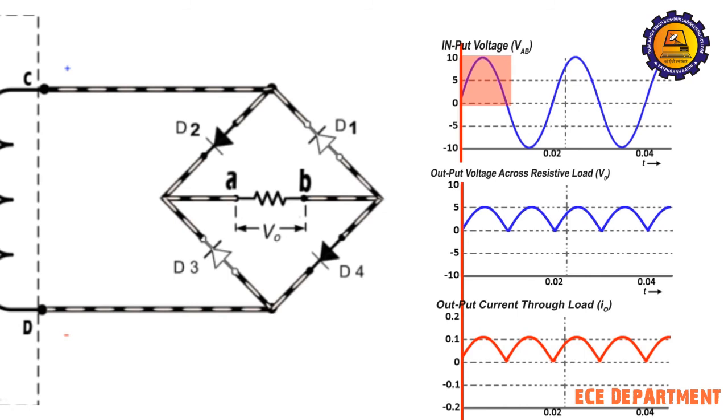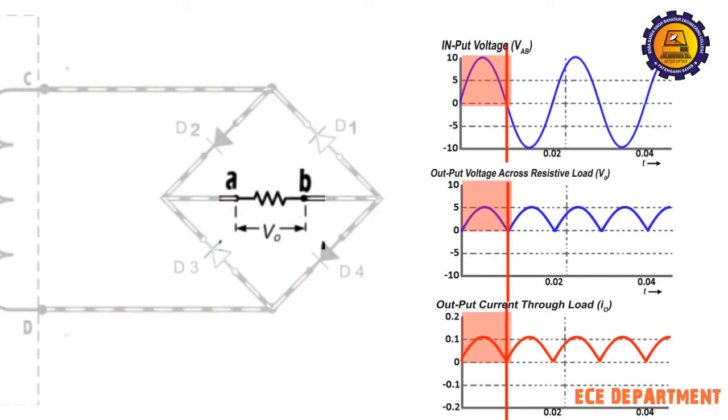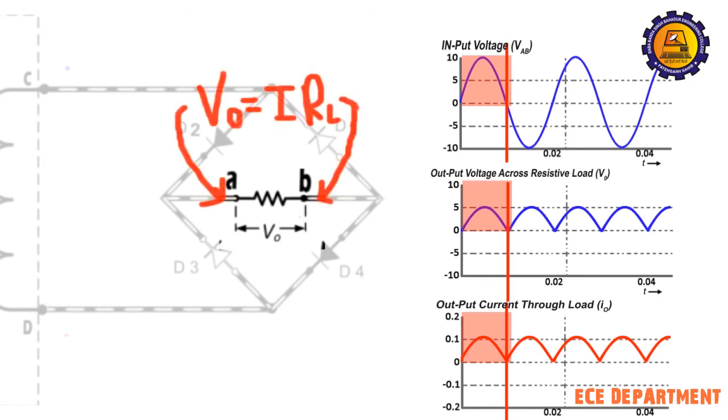Therefore, current flows through the load through this path during positive half cycle in the direction A to B. This current varies in magnitude as shown here. In this way, the positive half cycle of output voltage V0 equal to I RL appears across the load, where RL represents the electric resistance of the load.